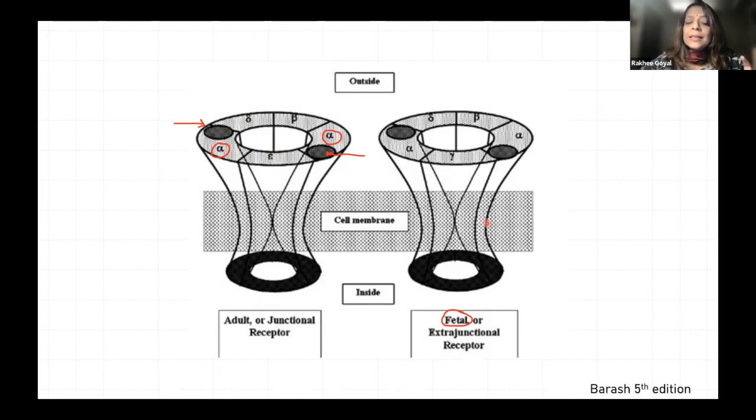Now, besides these standard adult junctional receptors, we could also have fetal or extrajunctional receptors. Now, in the neonatal period, the fetal receptors are present. By and large, they are the same except for this subunit. This is different than the adult subunit. We'll come to it.